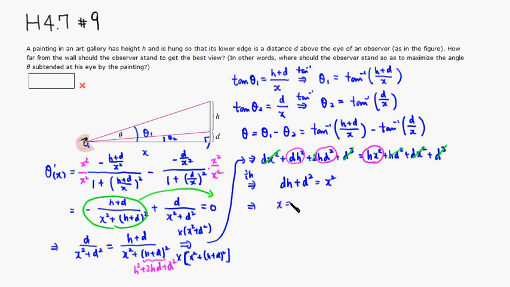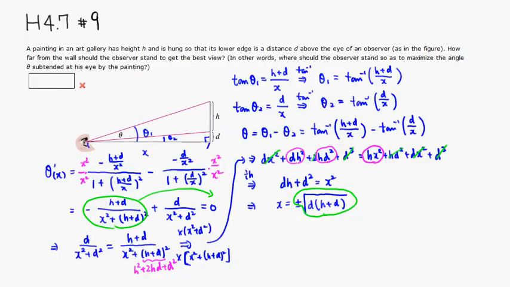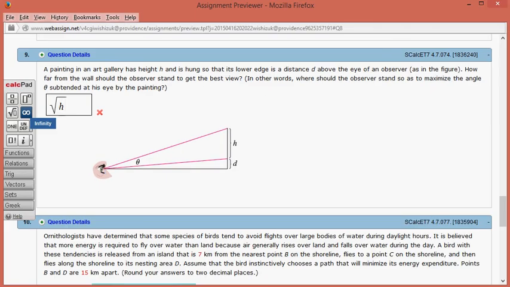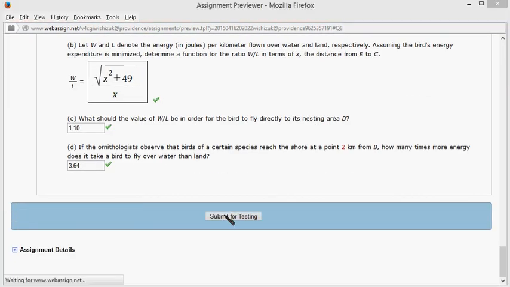Take the square root, so it's a plus or minus. We're not looking for a negative value, so it's the positive square root of, pulling out the d, d times the quantity h plus d. Alright, so let's type it in: the square root of d times (h plus d). Let's submit for testing.